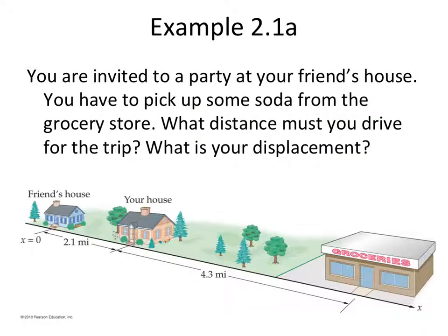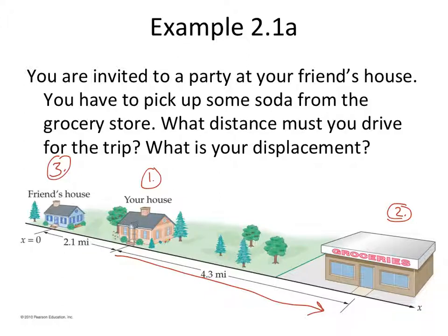All right, so let's do a little example right here. I think the next screen is blank, but I'm just going to do it right on the screen because it's easier and we have this nice diagram in front of us. So you're invited to a party at your friend's house. You need to pick up some soda from the grocery store. So this is you right here. You need to go to the grocery store, get some soda, and then you need to get to your friend's house, which is right there. All right, so you need to go from here to here.